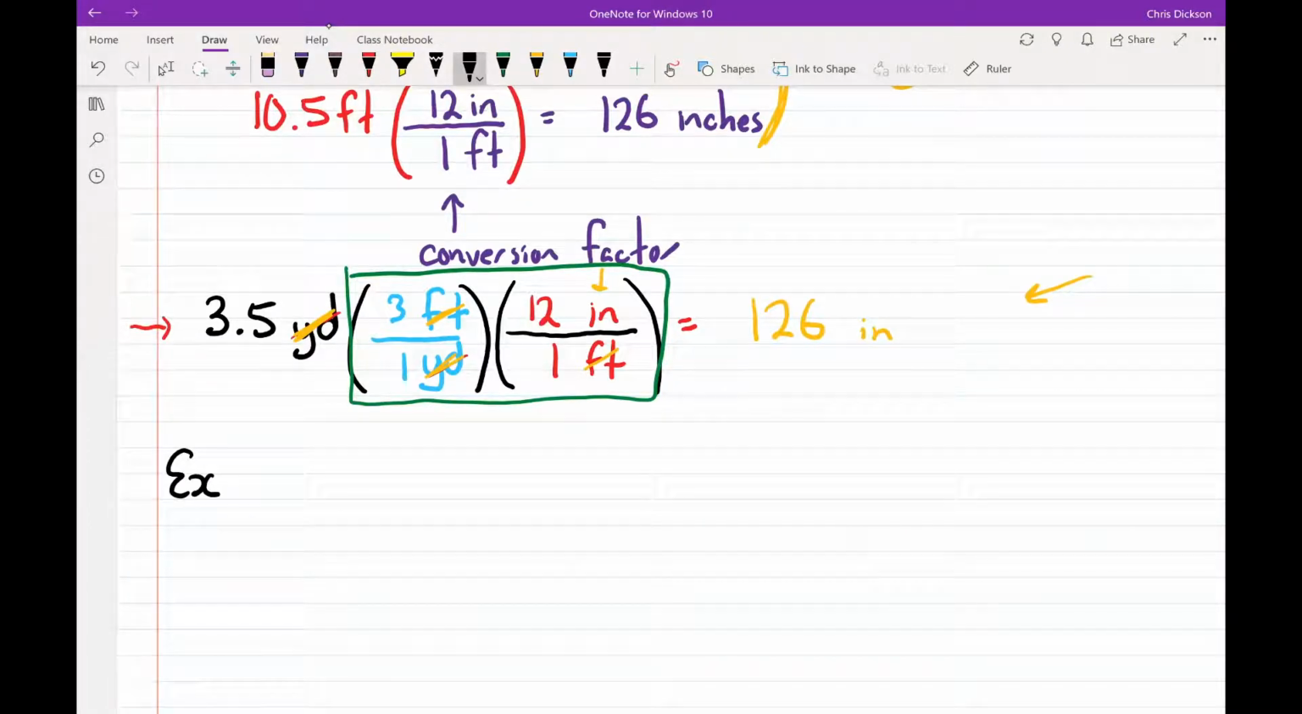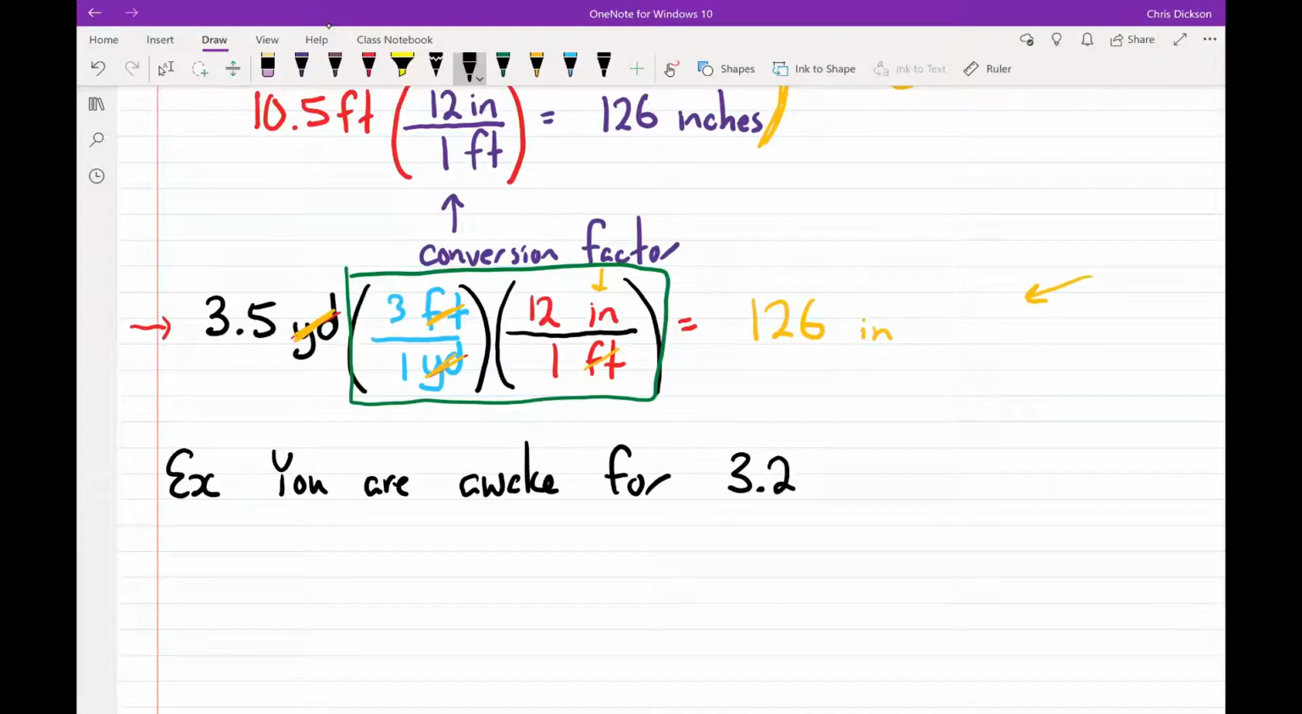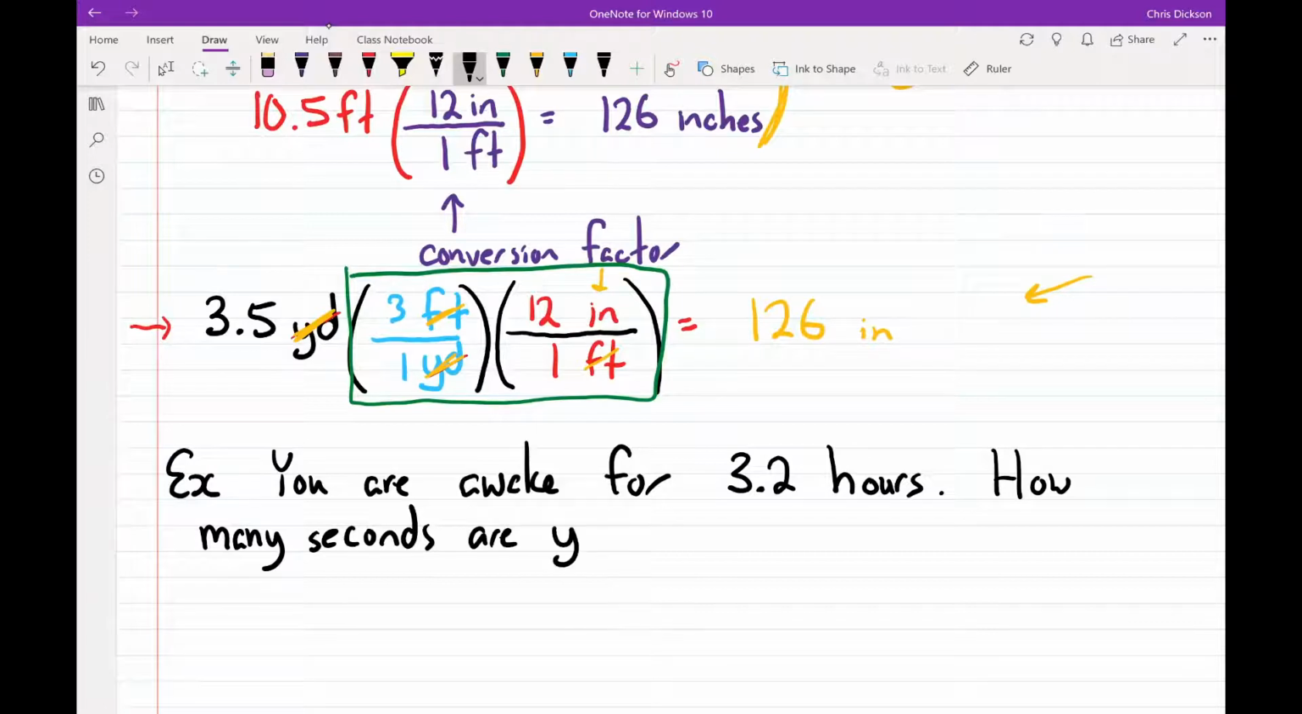Let's say that you've been up in the morning and you've been awake for, let's say, 3 hours. Or let's make a weird number, 3.2 hours. 3.2 hours. And someone says, how many seconds are you awake?